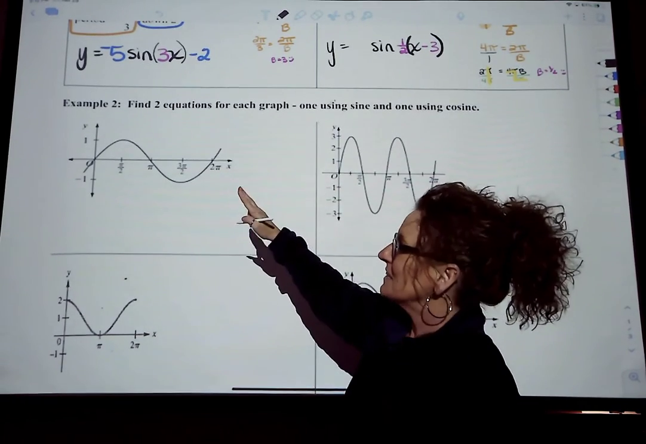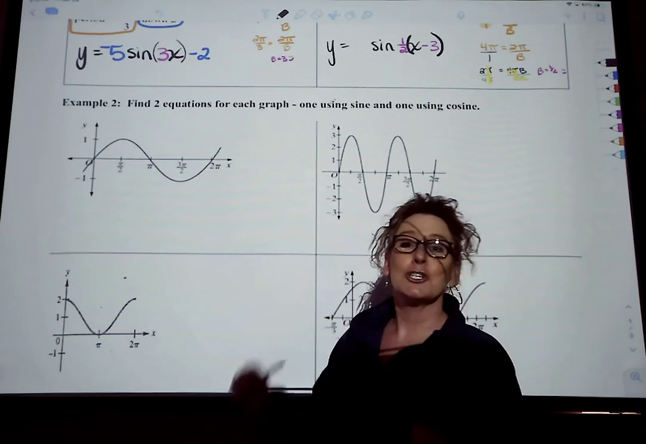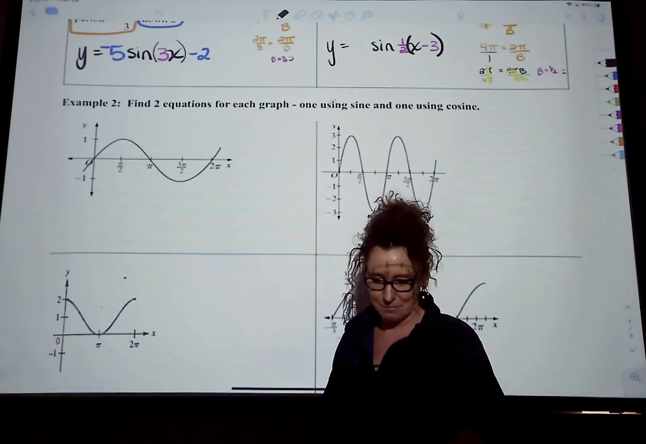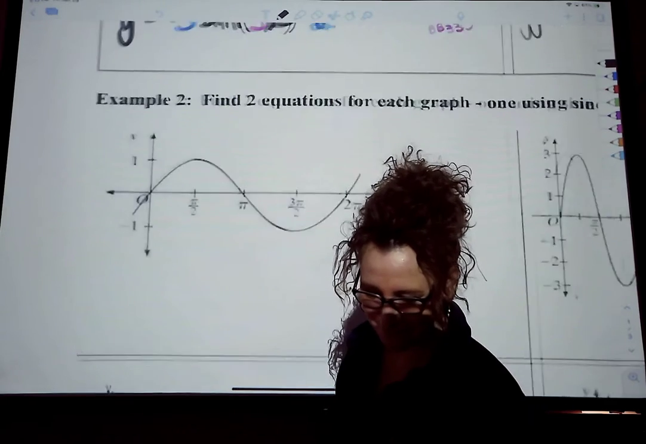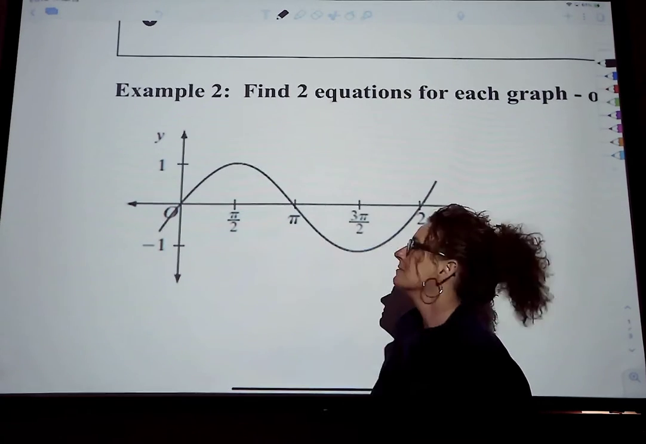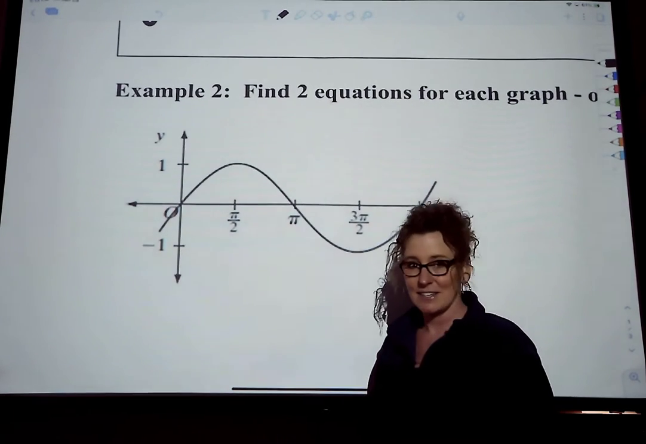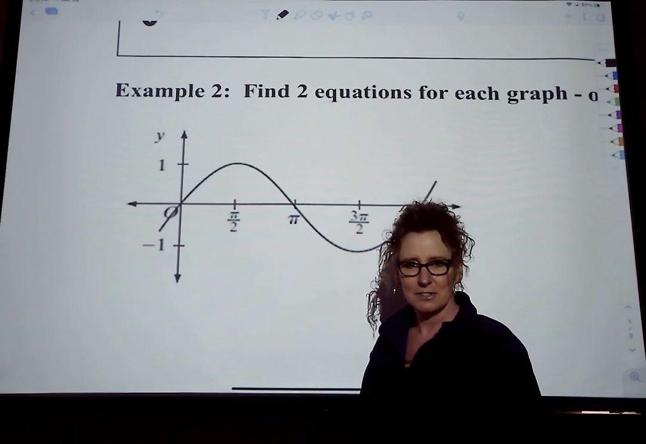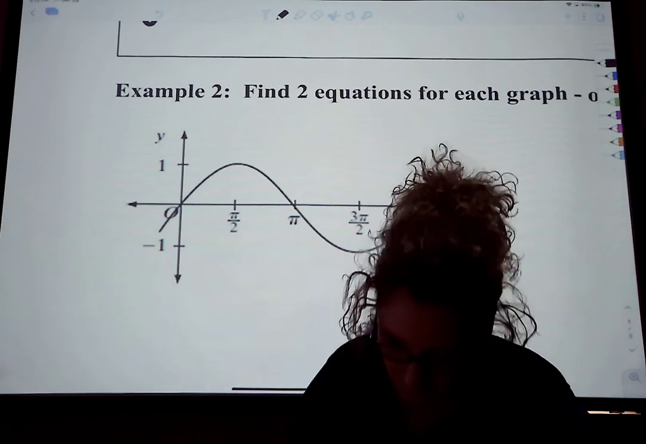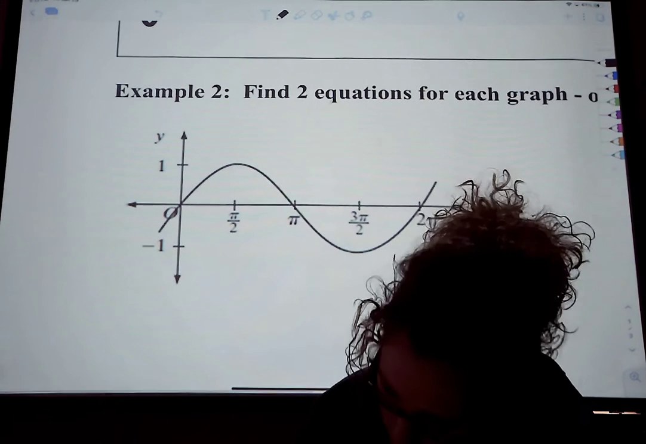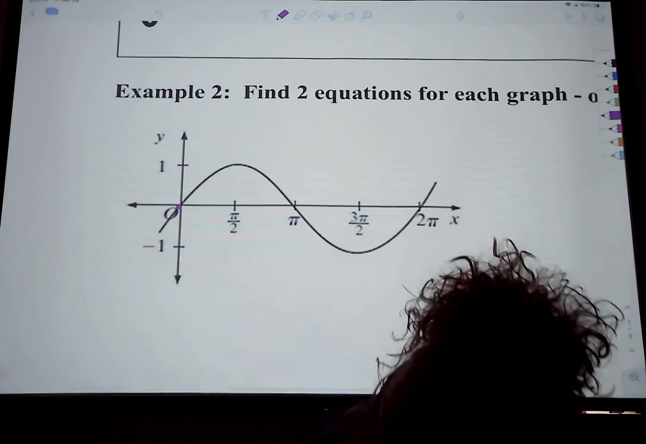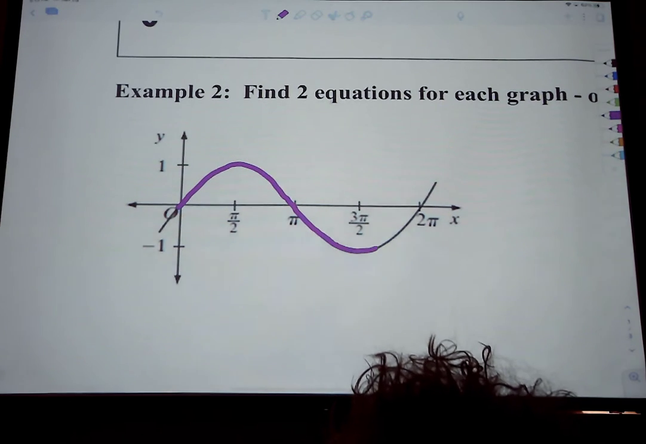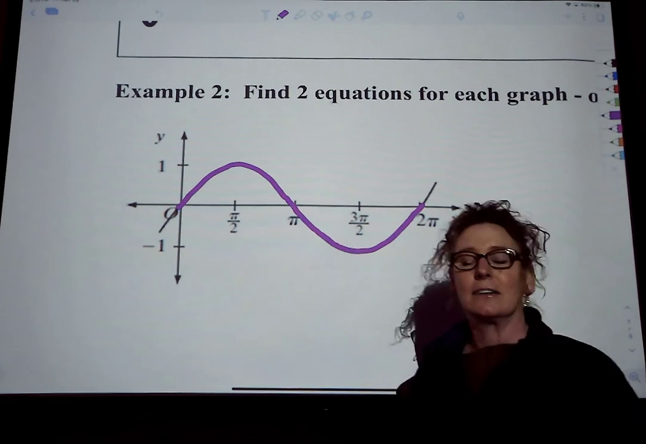It says, here's a graph. Find 2 equations, one for sine and one for cosine. Well, I see a sine equation. I see a sine graph. Don't you see a sine graph? I see a sine graph that starts here. Up 1, hit. Down 1, hit. I see a sine graph.